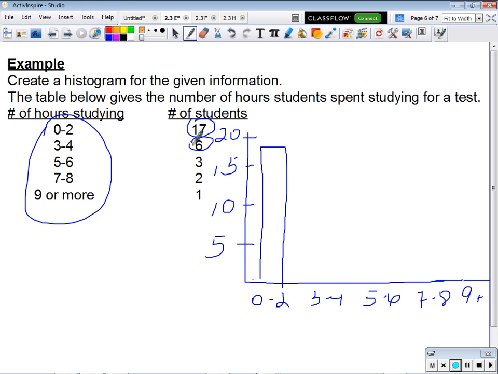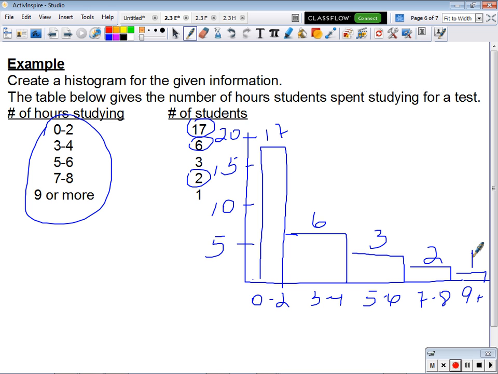So remember, with a histogram, you want to work off of the previous bar. So I should put my frequencies in here. That's 17. This is 6. Then the next one would be 3. So I don't know, that might be right about here. There's a 3, and then the next one is a 2. So that might be right about here. Put a 2 in there, and then the next one is a 1. I'll put a 1 in there like that.